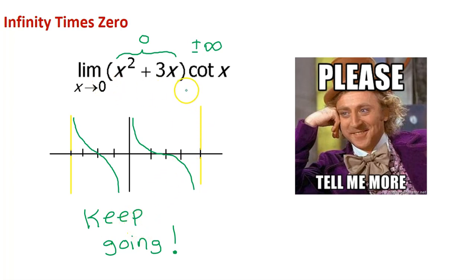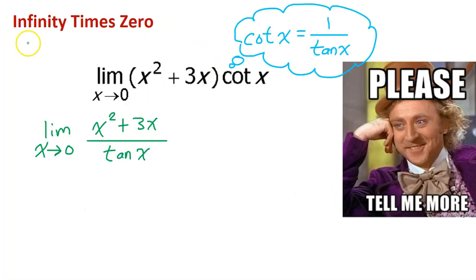We would love to use this new tool called L'Hopital's rule, but L'Hopital's rule is only set up for when we have the limit of a rational expression, something that's in the form of a fraction. However, since cotangent x is just 1 over tangent x, then this expression can easily be rewritten as a fraction. Direct substitution gives 0 in the numerator, and the tangent of 0 is also 0. So L'Hopital's rule does apply.